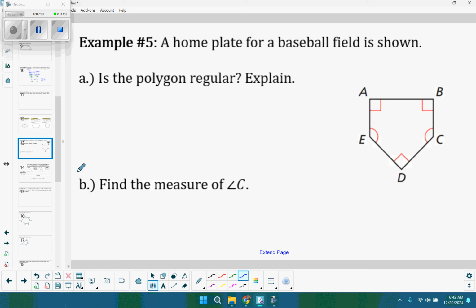For example 5, a home plate for a baseball field is shown. Is the polygon regular? There's no way to determine anything about the sides, but I can clearly see the angles are not congruent. There are 3 right angles and 2 other congruent angles. So no, it is not equiangular. If it's not equiangular and equilateral, then it's no.